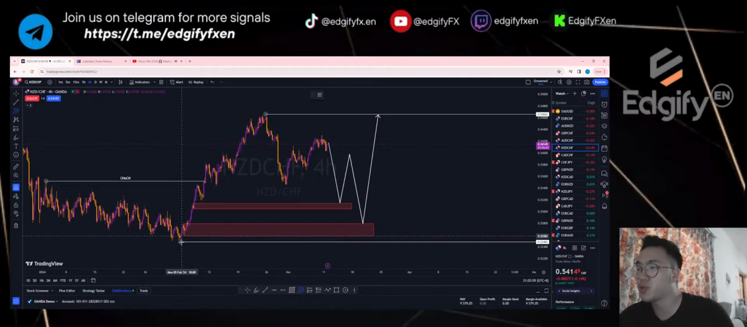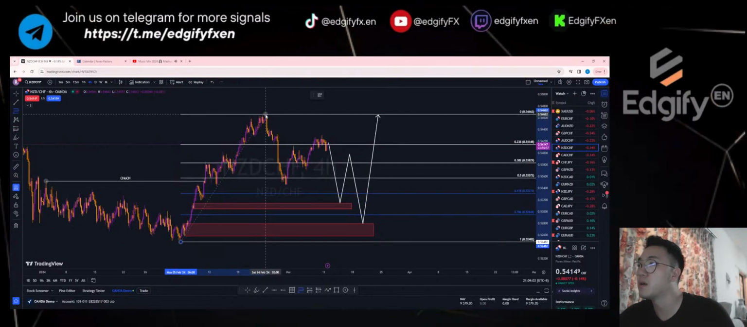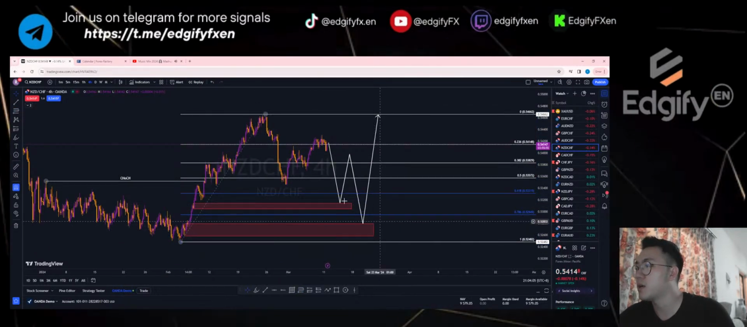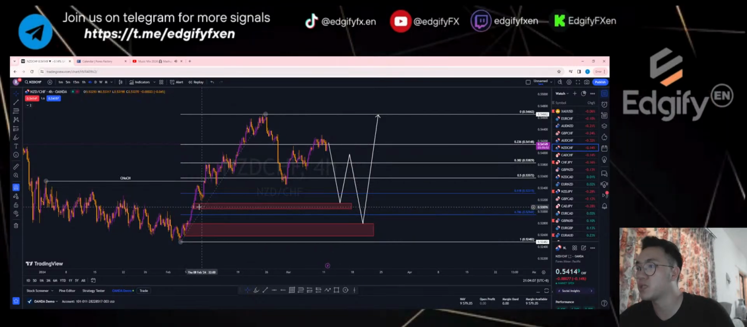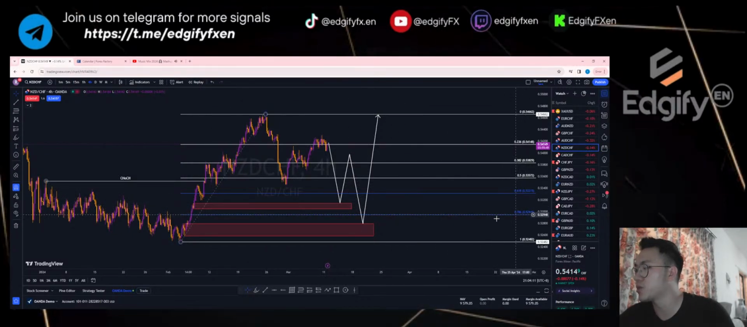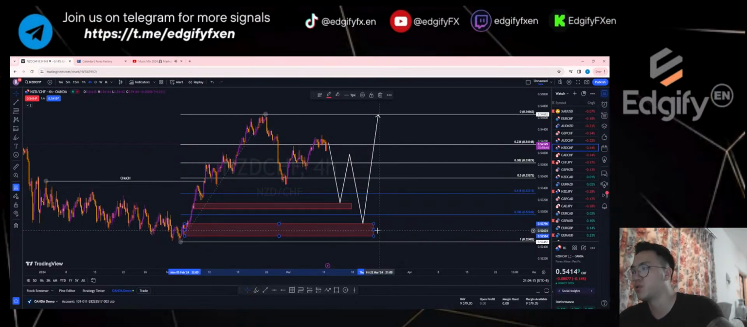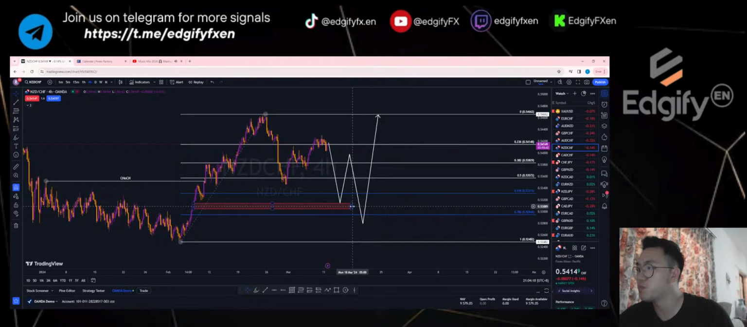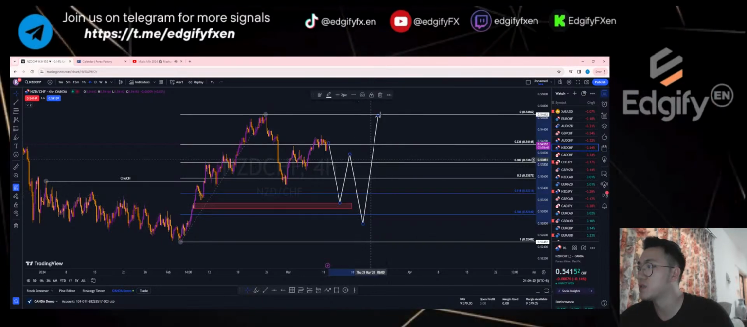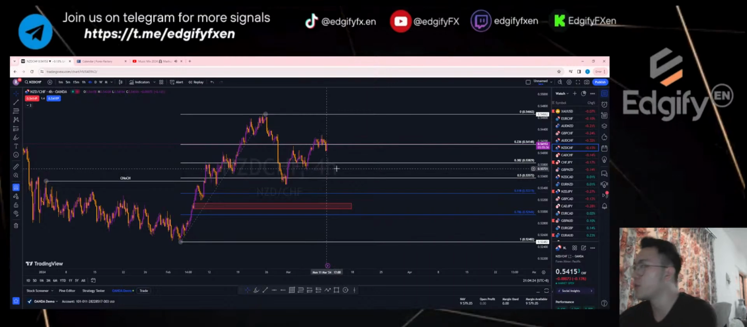I'll just pull a fib so that I know why I marked it there. Basically, this is where you can see it's below the 50, below the 618, in between 618 and also 786. So I won't be using this final zone here. I'll just be focusing on this level here. All right, so EUR/CHF would be a buy.